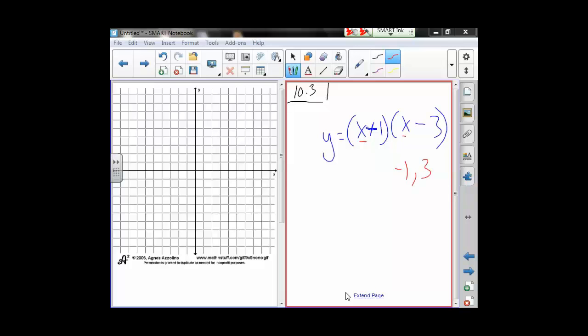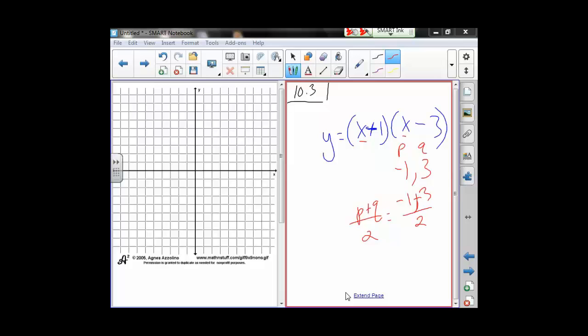If those are my values of x, what letters did we give them? P and q. So how do I find my axis of symmetry? P plus q over 2. Let's plug in piece by piece: negative 1 plus 3 over 2.